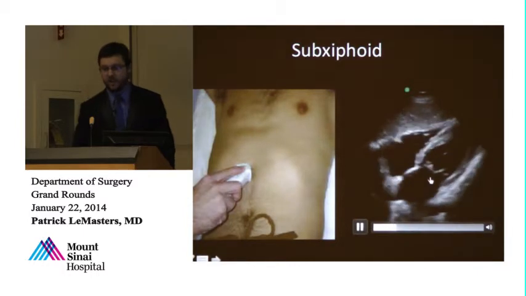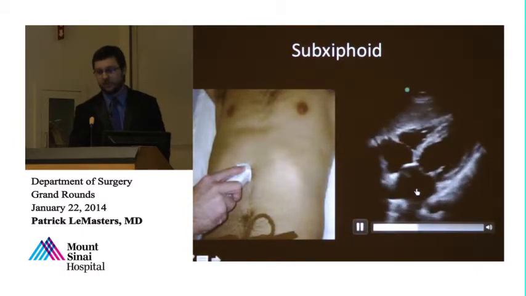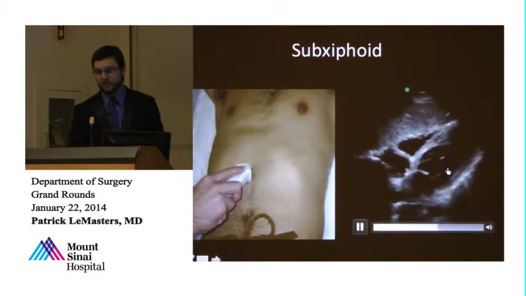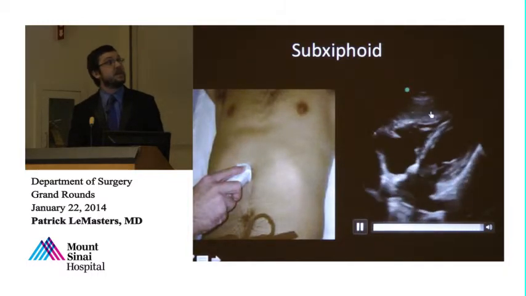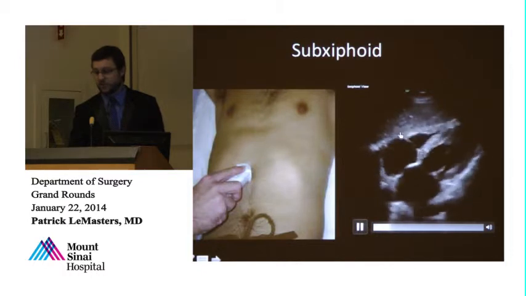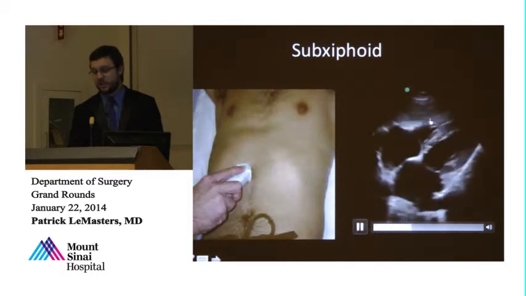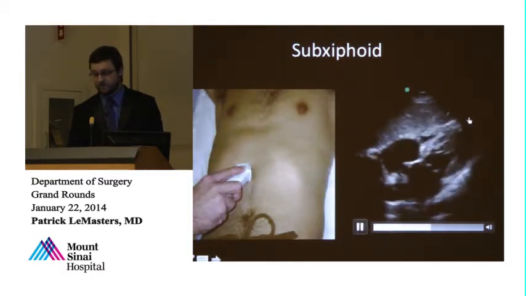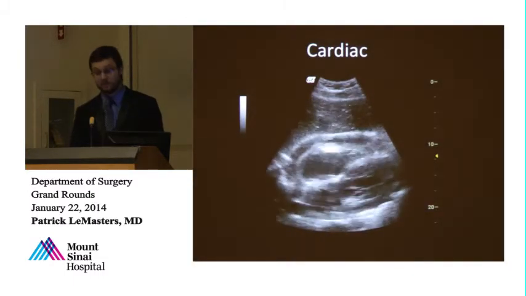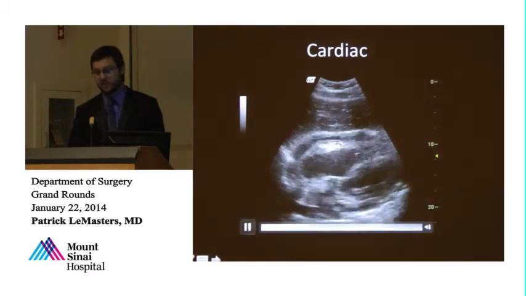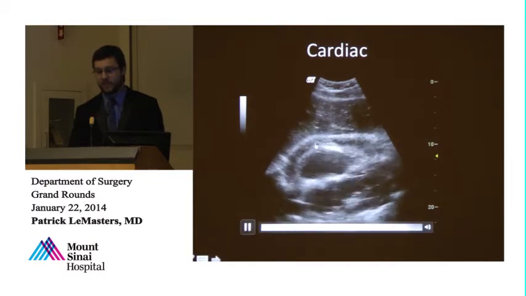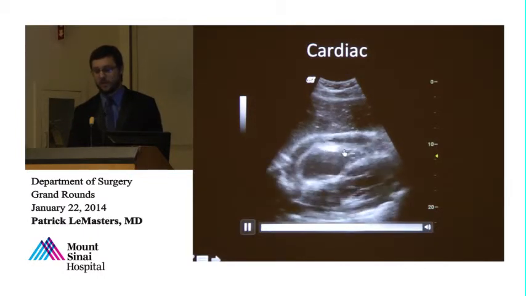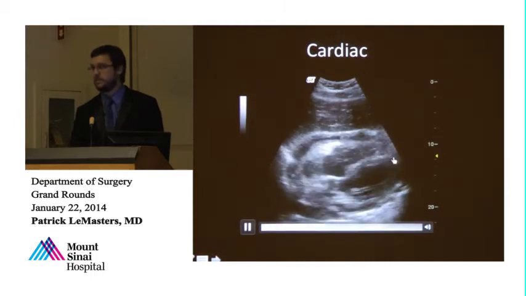So here you can see it well. This is a subxiphoid view looking at the right atrium, left ventricle, right atrium, and the right ventricle. And this shows no fluid. This is a negative FAST study looking at the heart. So what does a positive look like? This is a positive study. This is the pericardium, a hypoattenuating fluid density seen between the myocardium and the pericardium, and this is a positive study.